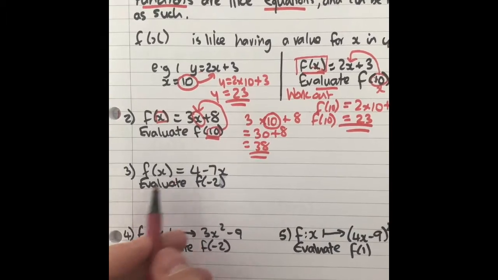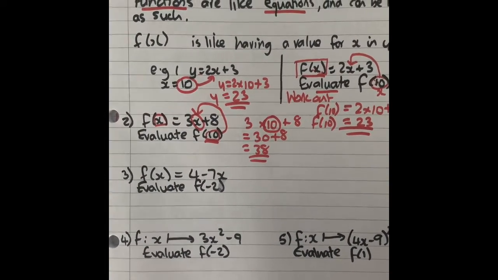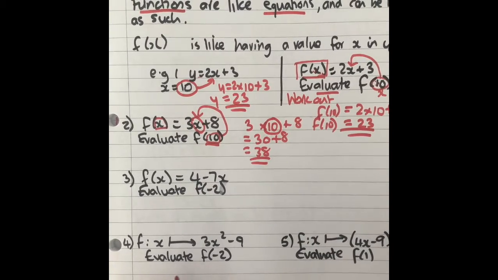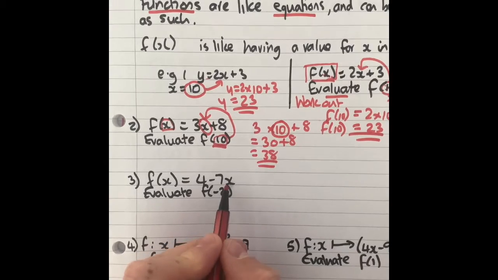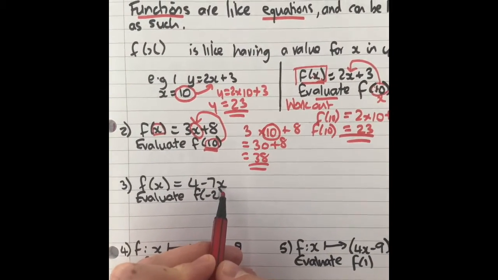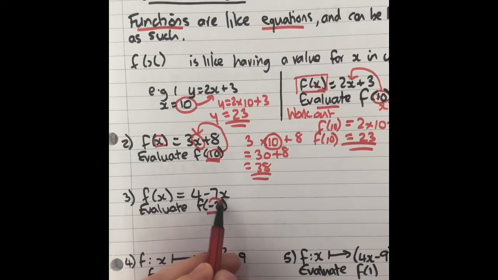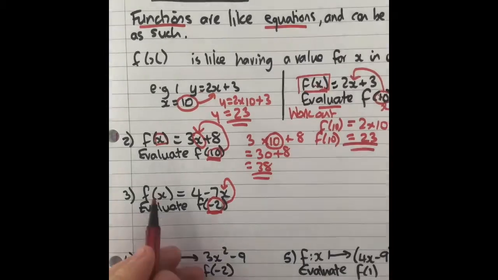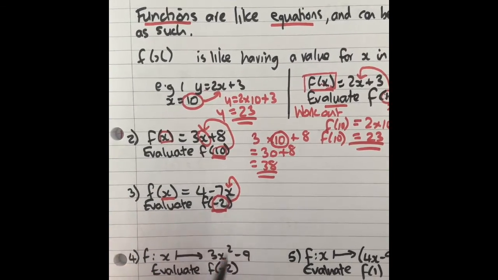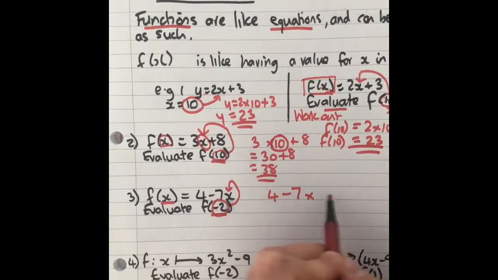Next one. So the difficulty comes with can you deal with negative numbers, squares, etc. So that's what the next questions are about. So next one, 4 minus 7x. So evaluate f of minus 2. So again, I'm substituting that into where the x is, because x has changed from x to minus 2. So that'd be 4 minus 7 times minus 2.